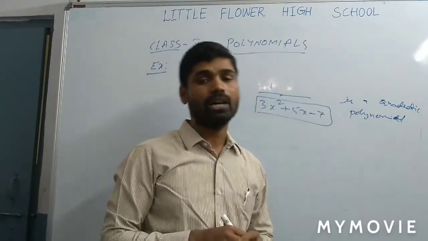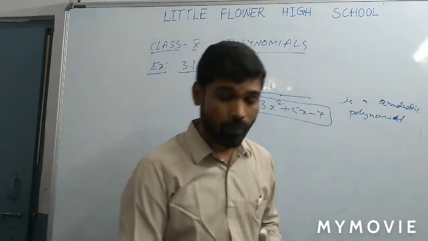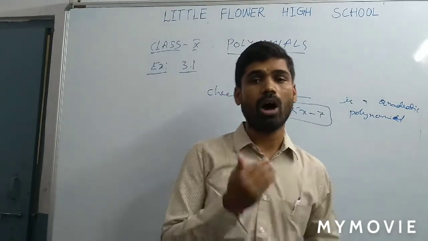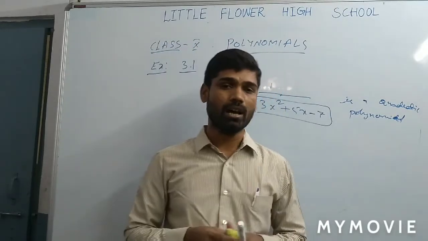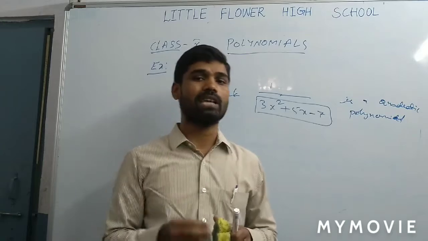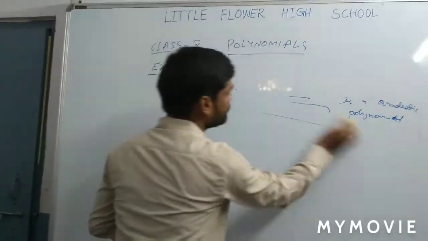Right? Okay, so the next topic is the value of a polynomial. The value and the zero. How can we find the value and how can we say that something is a zero of the polynomial? Let me explain this topic by taking a few examples.